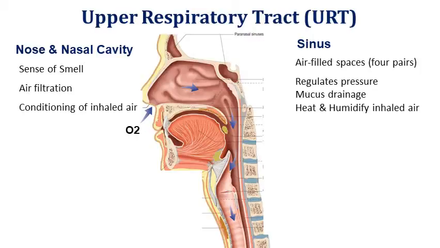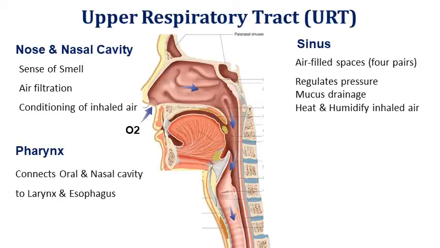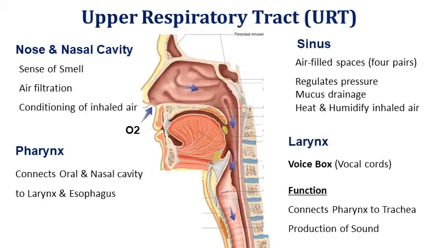Then the inhaled air travels through the next part, which is the pharynx. The pharynx is the common passage for both oral and nasal cavity, and it connects the oral and nasal cavity to the larynx and esophagus. The next part is called the larynx. The larynx is also known as the voice box, in which vocal cords are situated, and that's why it is also known as the sound box. The larynx has two main functions: it connects the pharynx to the trachea and it is responsible for production of sound.